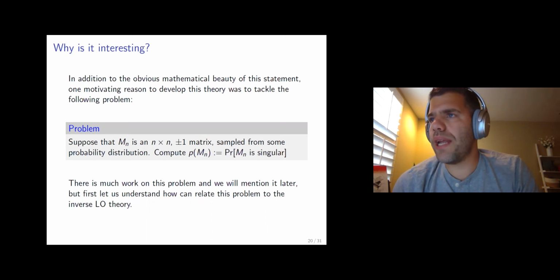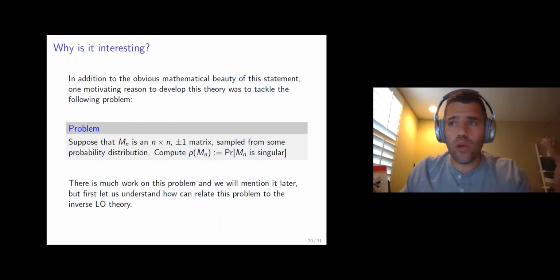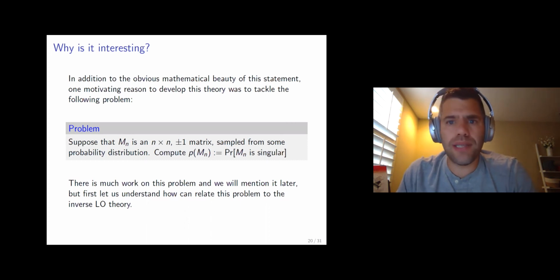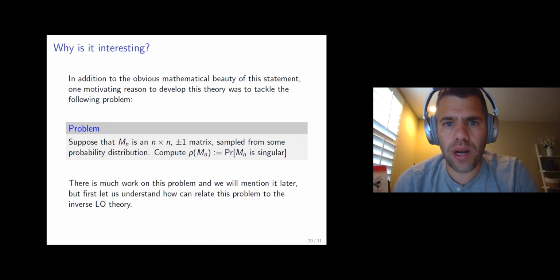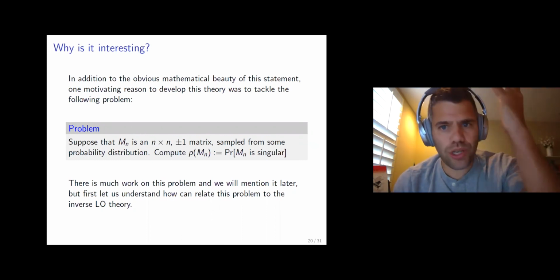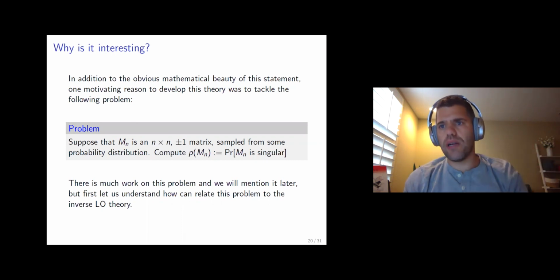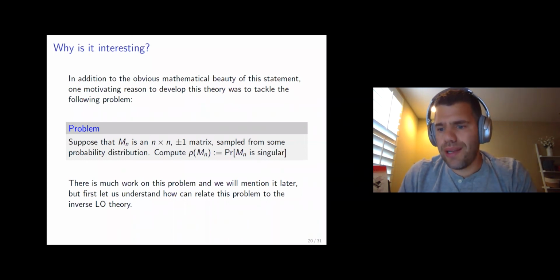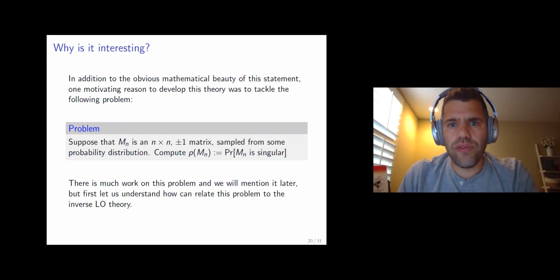Suppose that M_n is an n by n plus-minus 1 matrix sampled from some probability distribution. There are many models for it. And the problem is just to compute the probability that M_n is singular. So I give you some plus-minus 1 random matrix, some distribution, and we'll mention a few of them, and you want to estimate the probability to be singular. There is much work on this problem, which we will mention very soon. But first, let's try to understand how we can relate it to this inverse Littlewood-Offord theory.